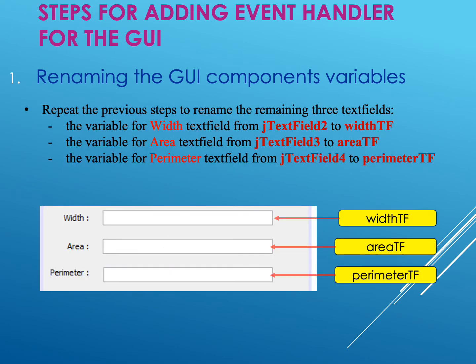Repeat the previous steps to rename the remaining 3 text fields. The variable for width text field from jTextField2 to widthTF, the variable for area text field from jTextField3 to areaTF, the variable for perimeter text field from jTextField4 to perimeterTF.